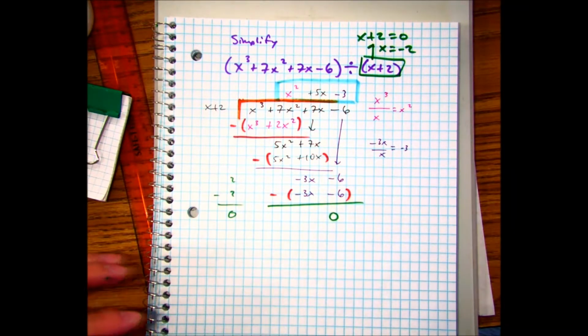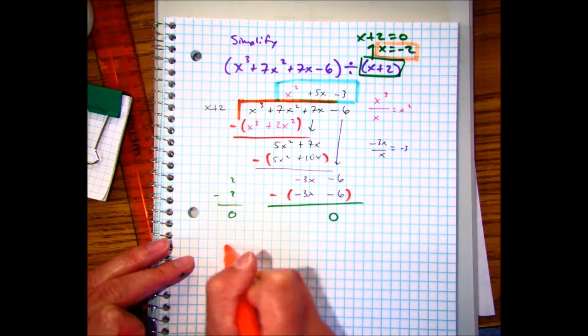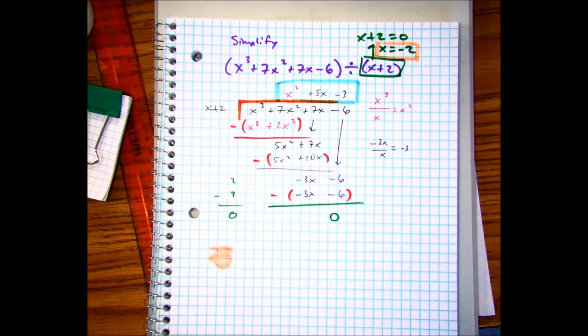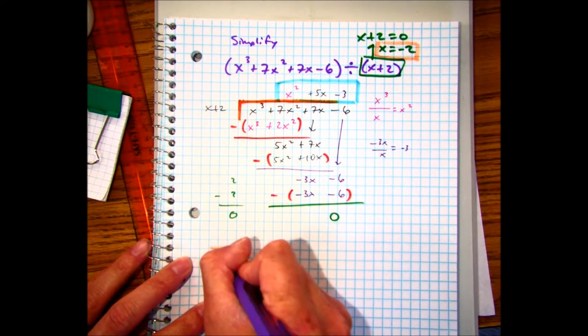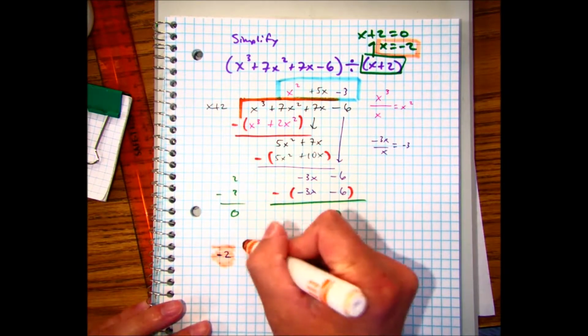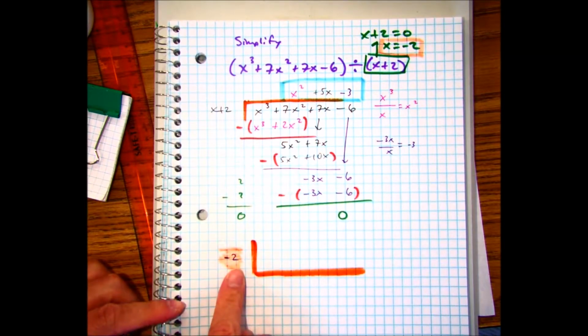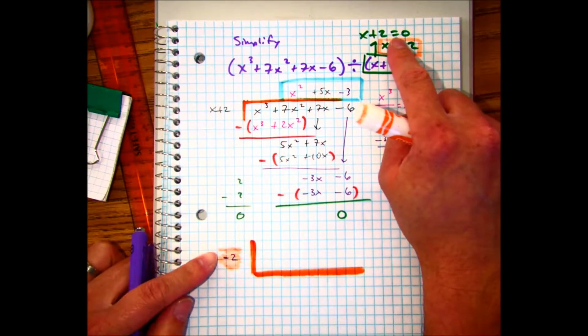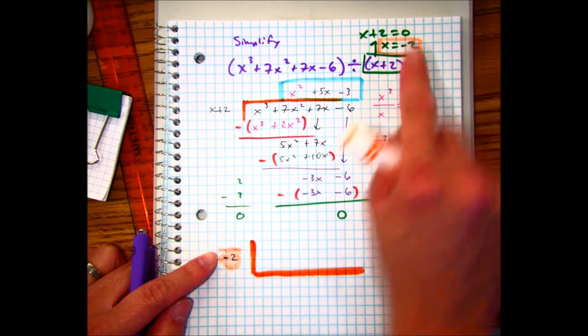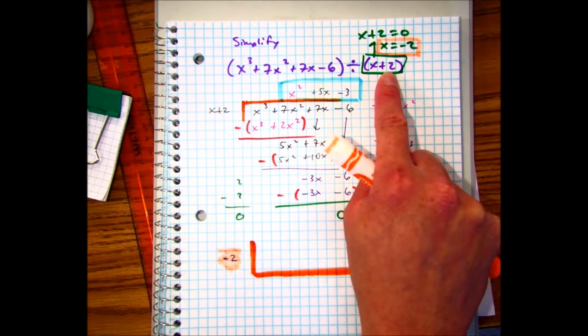This negative 2 is going to become the number I need on the outside of my synthetic division. Okay, so to get this number, I set up the zero product rule. Caution. It is not positive 2. Do you see that? It's the opposite of that. Class, what's step number 2?